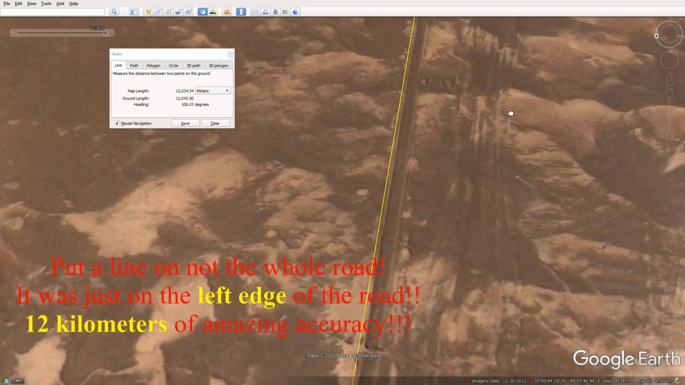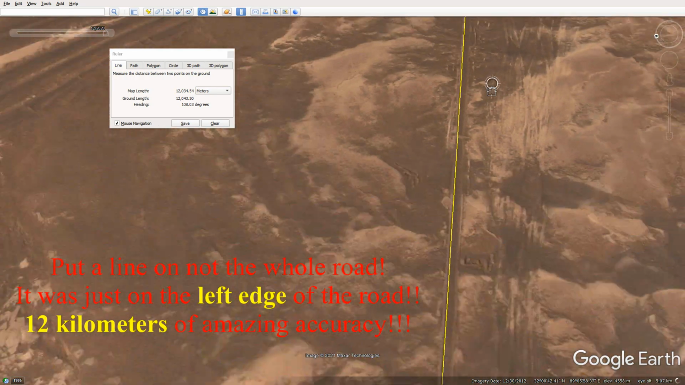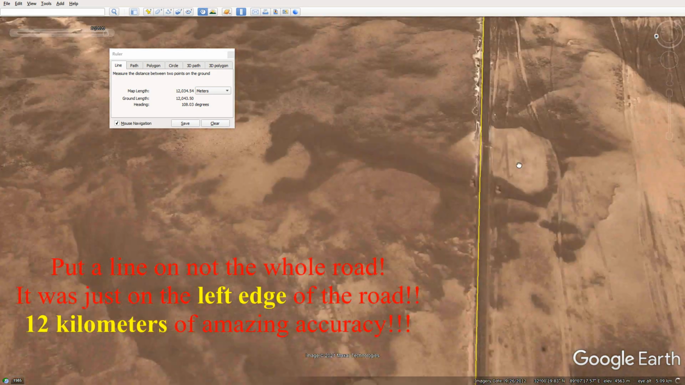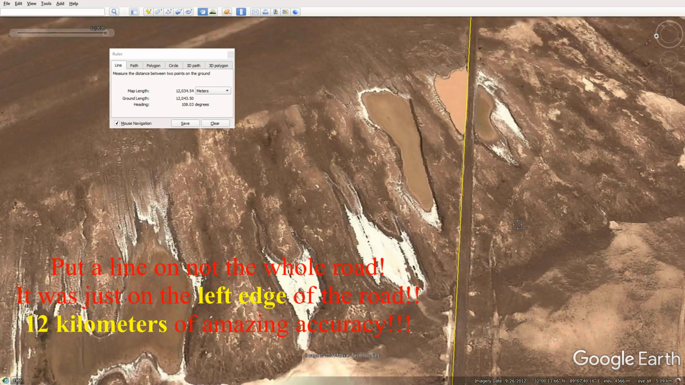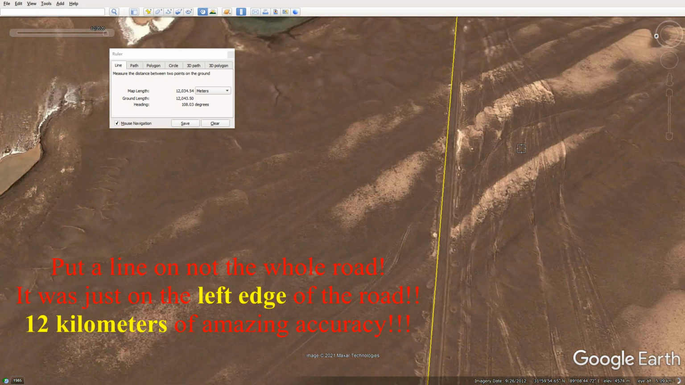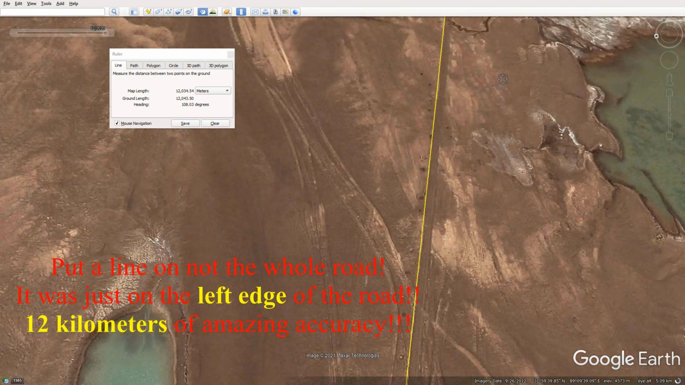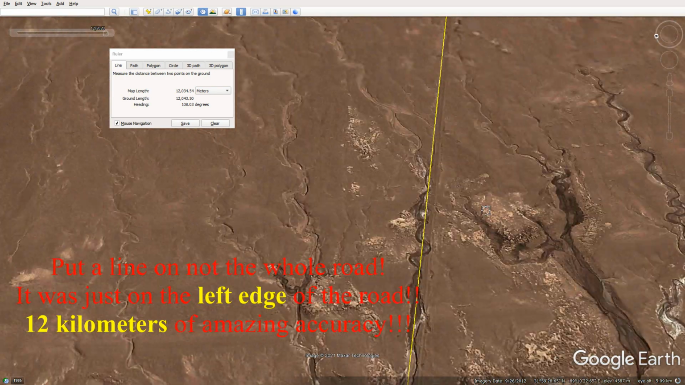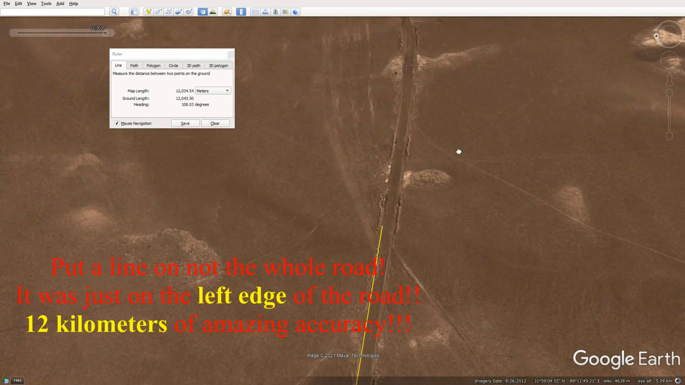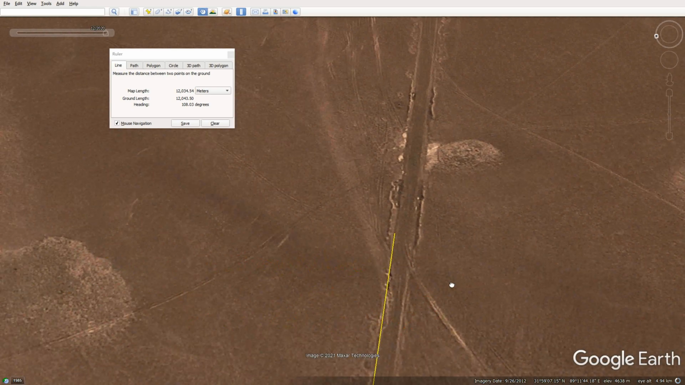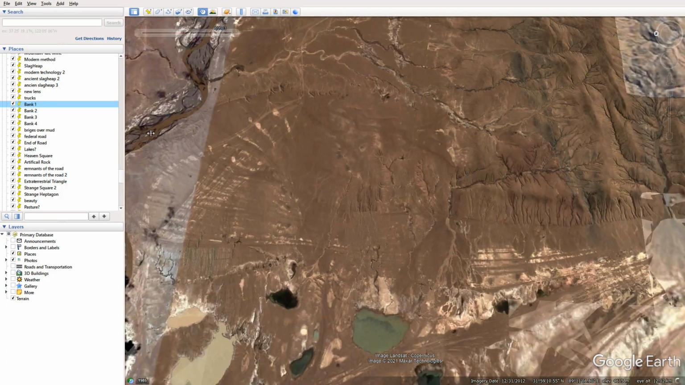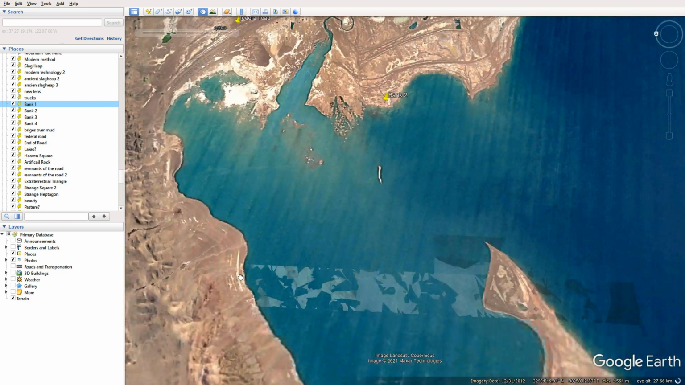That is just staggeringly accurate. You may say, well, there are no roads in Tibet. Of course there are, my dear friends, but they have nothing to do with our road of the gods. Let's turn on the road markings.